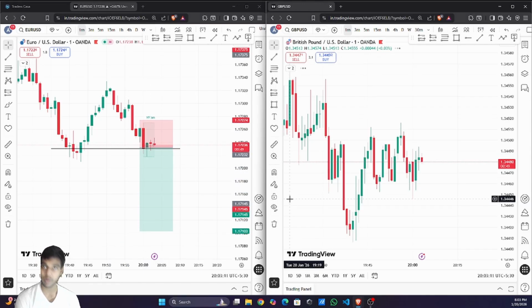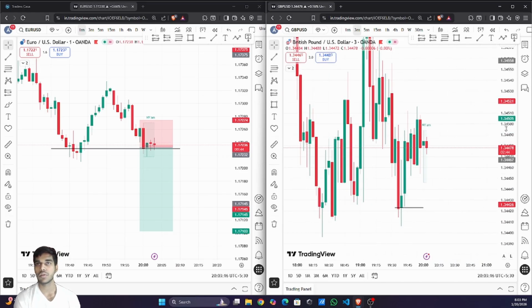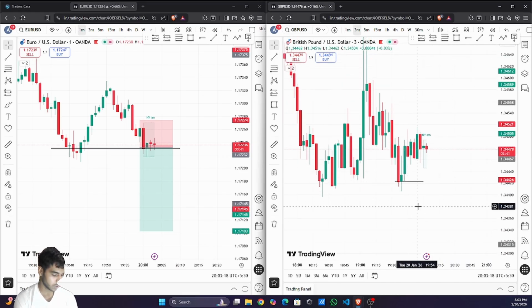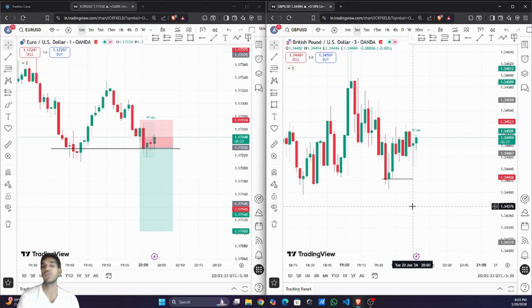And what about GBP? There is still room for GBP to go down. So this is an important level. Unless it breaks, we won't take a trade. Might lose our account today, but fine. We'll let the probability decide what happens.